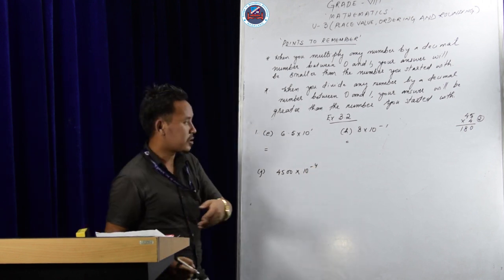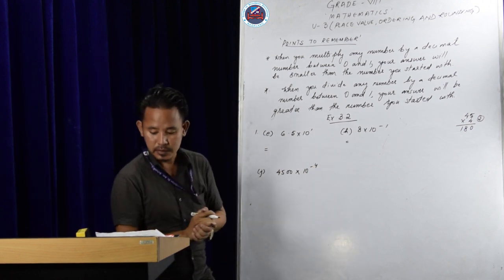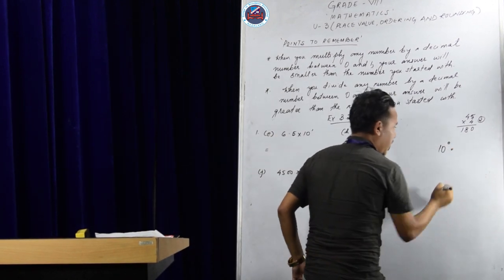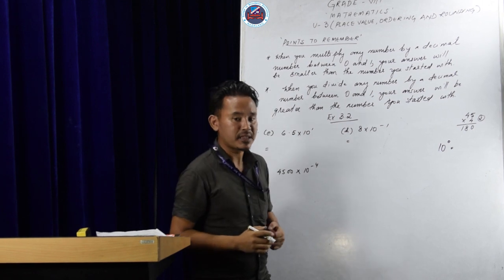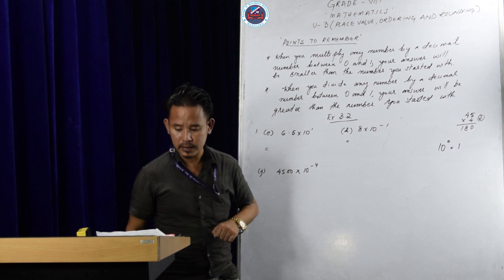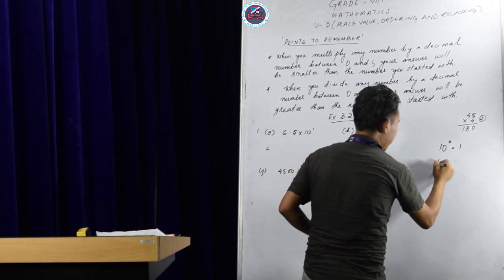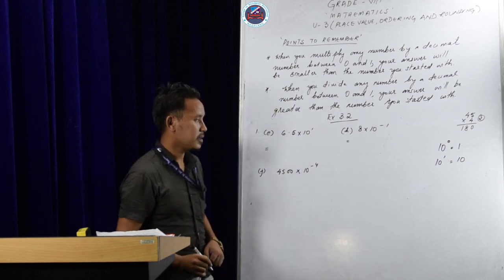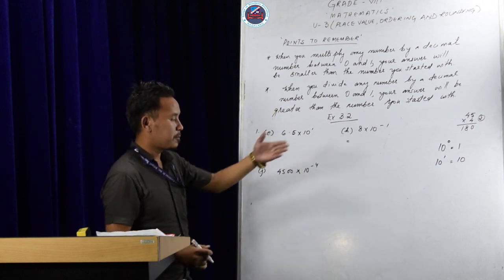A small reminder, remember, always remember: any number with the power 0, the answer will always be equal to 1. And any number with the power 1 will also be the same number itself. Alright, that's just a point to remember.